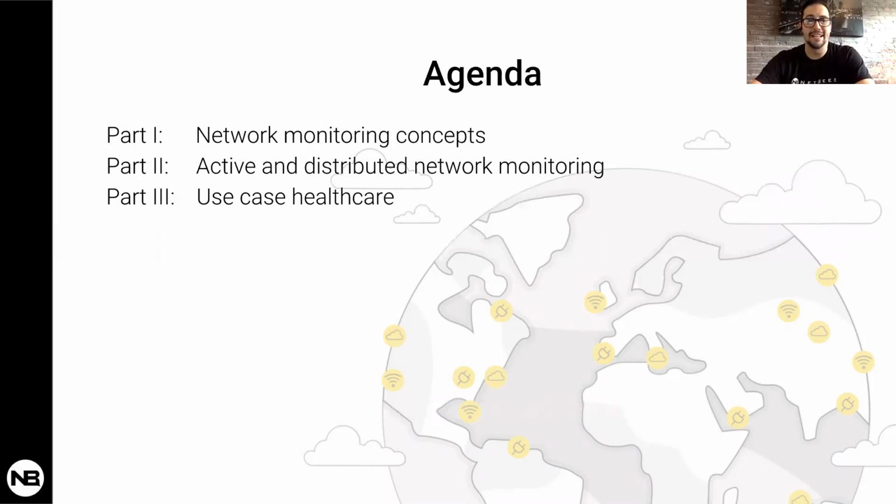And lastly, Stefano and I will review a use case for a healthcare system that has decided to implement proactive network monitoring. And again, Stefano will share his firsthand experience as a senior network engineer. All right, so let's get started.